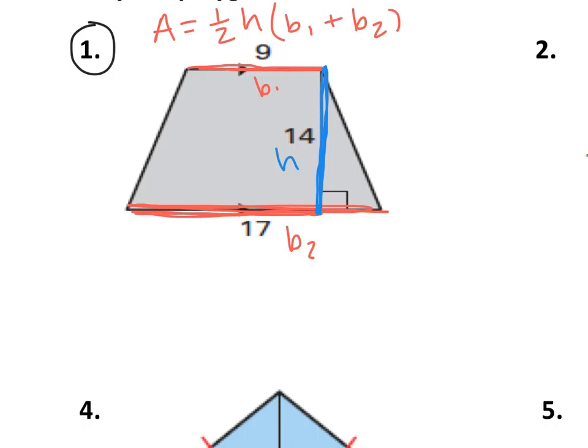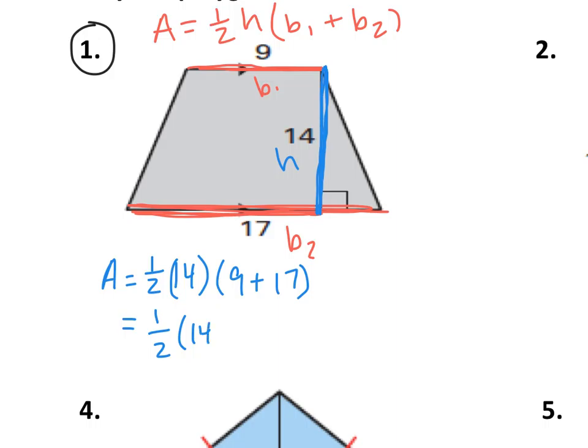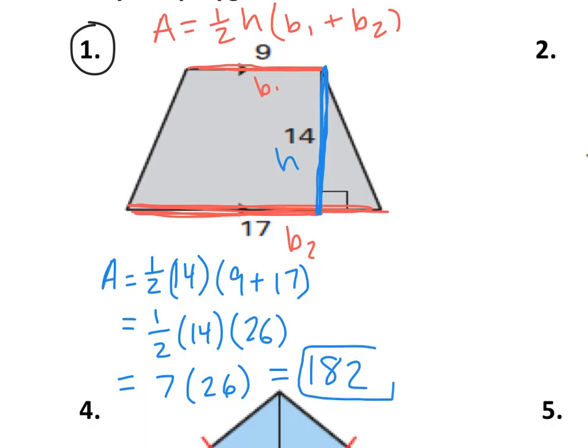So now that we've got all this information, let's plug it into the formula and we will find our area. Area equals 1/2 of the height, which is 14, times base 1 plus base 2, which is 9 plus 17. Let's simplify this a little bit. This becomes 1/2 times 14, and then 9 plus 17 is 26. Let's multiply 14 and 1/2 together first. 1/2 times 14 is 7, so this becomes 7 times 26. And when you throw 7 times 26 into your calculator, you get 182. No units were given, so the area here is 182 whatever units squared.